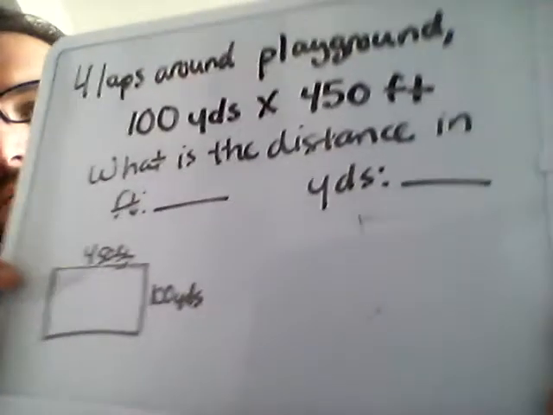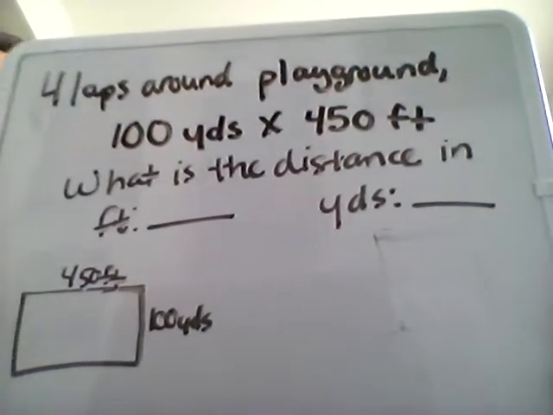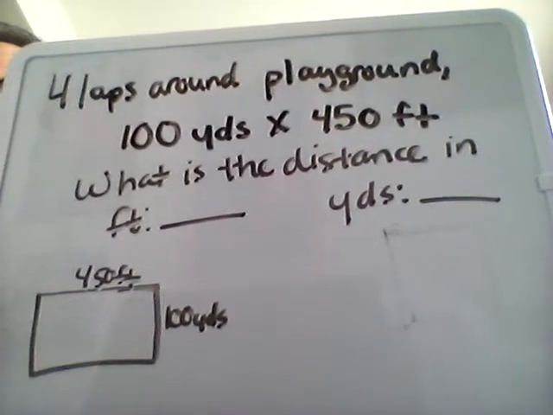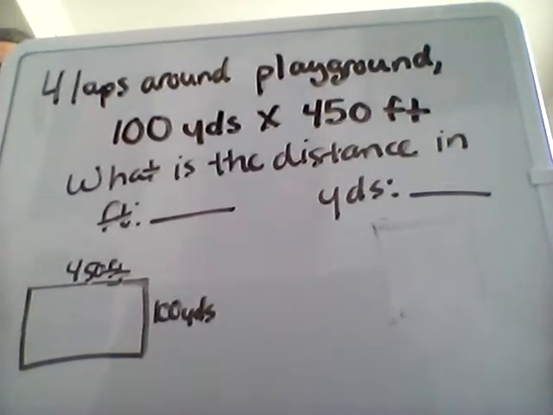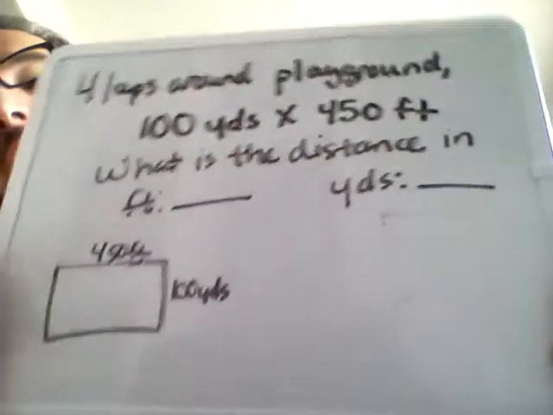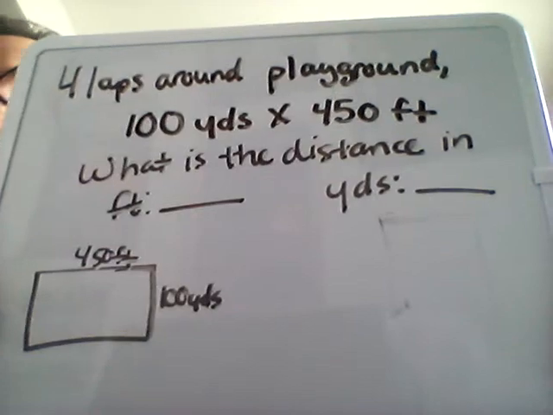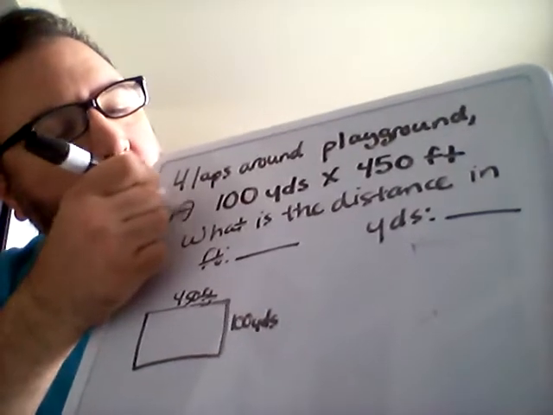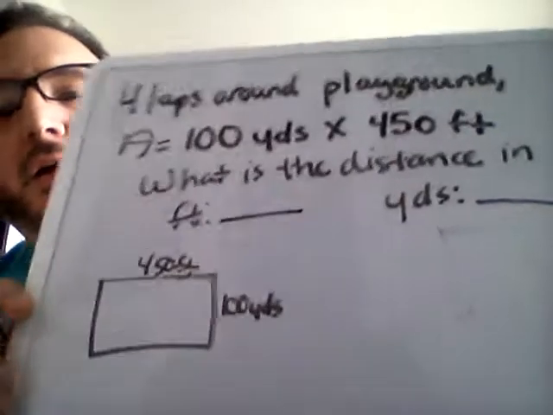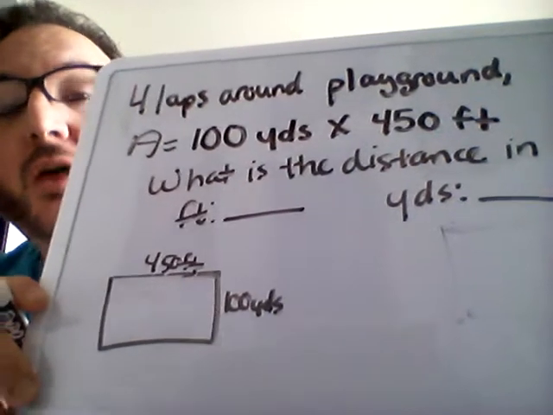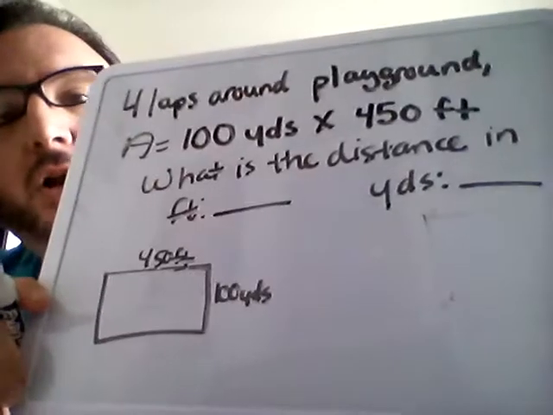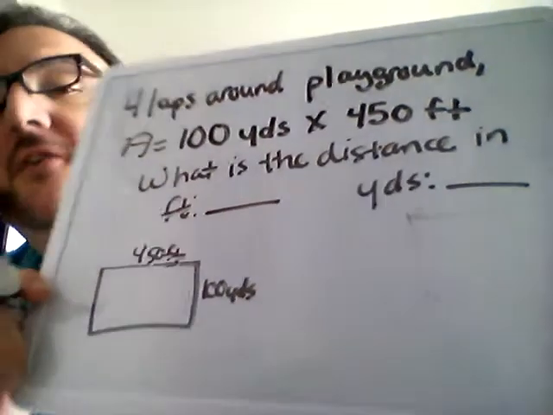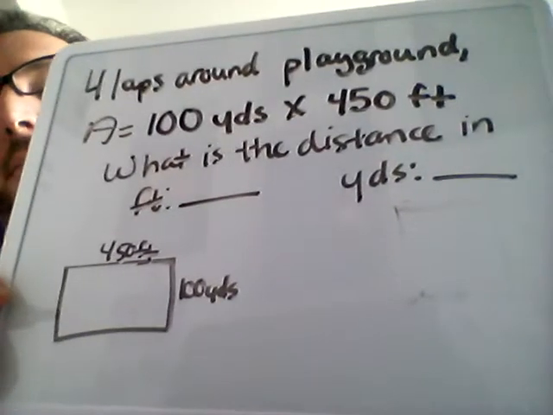Okay, so here's an example of a real life situation problem where we have to convert units of measure. Suppose there's a kid that has to run 4 laps around a playground, a rectangular shaped playground, and the area of the playground, because as you know, the area of something is length times width, in this case, is 100 yards times 450 feet, right?